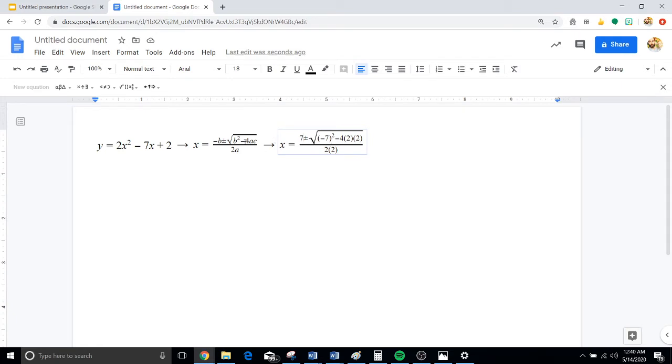Next up, we have -4 times a times c. So -4 remains the same. A is +2, so we're going to plug that in for our a. And our c is also +2, so we're going to plug that in for our c as well. Last but not least, we have that all over 2a. And 2 times a is just 2 times 2, which of course will be 4, but we'll get there eventually.